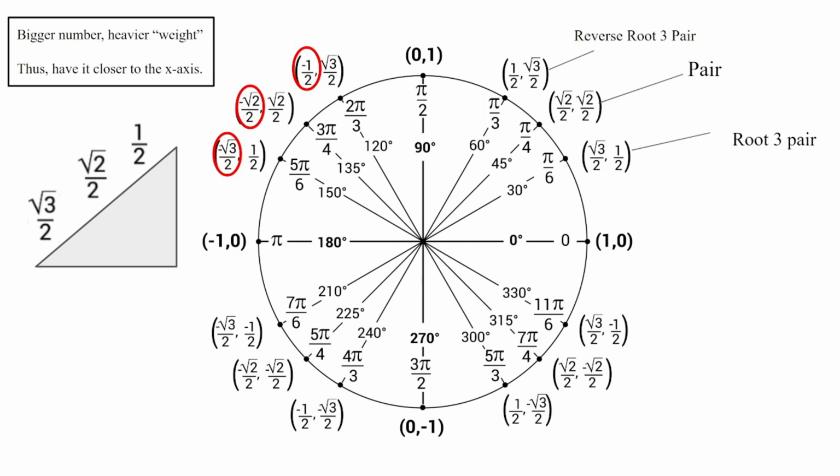Coordinate values. Now we're going to talk about these values here. These values are your results. This is almost one of the most important parts. This is the whole point of the unit circle: to memorize these values right here.